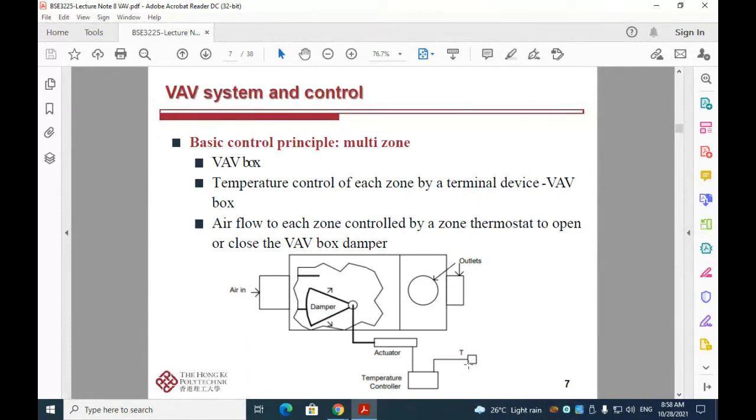So here we can see that only one temperature controller is needed. This temperature controller is connected to a temperature sensor that is installed in the zone or in the office room. And then the controller will send a signal to the actuator, and the actuator will control the position of the damper. And then our supply air flow rate for each room or for each zone can be controlled.